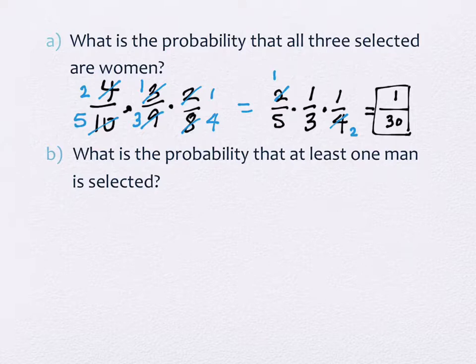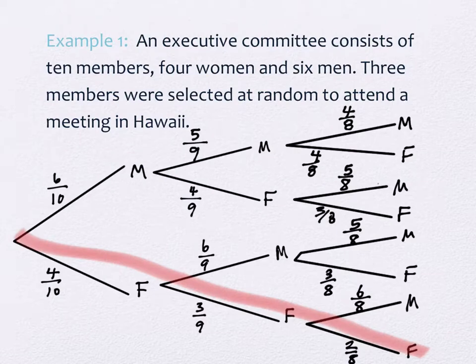B is a little trickier because there's more than one way to do the problem. So B says, what is the probability that at least one man is selected? So let's go over to your picture. If I want at least one man to go on the trip, or I'm trying to find the probability that that happens, what would that look like on this diagram? There's a bunch of different routes you could take, right? How many?